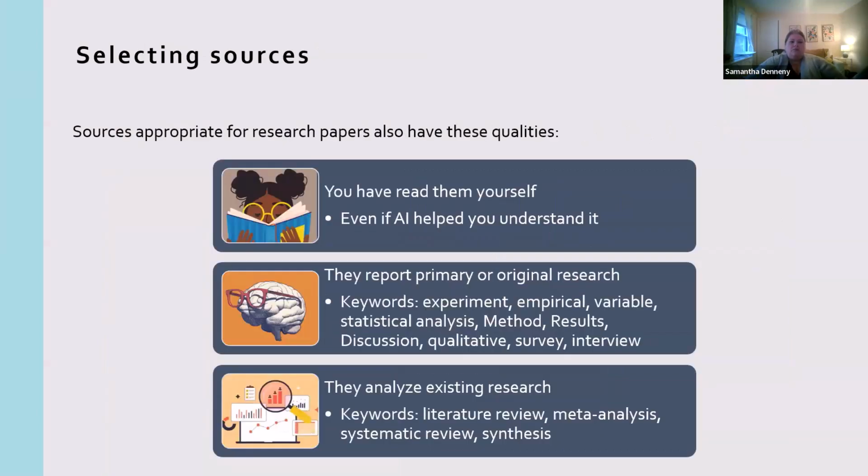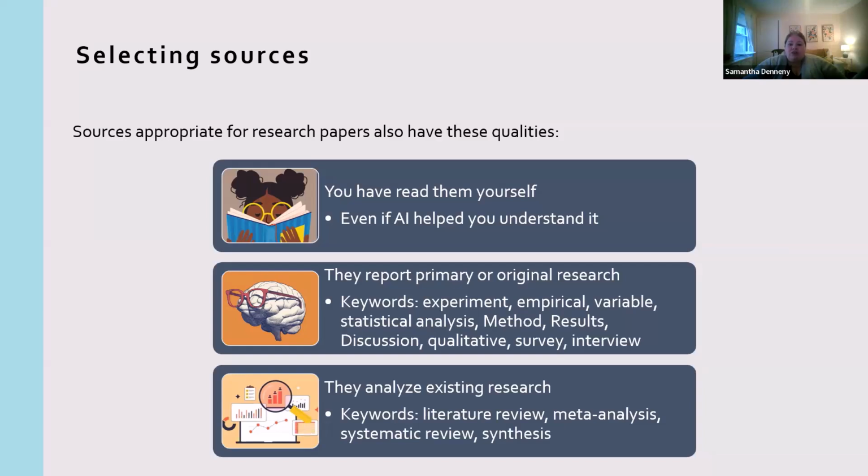Once you've evaluated sources to determine if they're a good fit, the ones you actually select should have these qualities. First of all, you have to read them yourself. Even if you use something like AI or a paraphrasing tool to help you understand what you're reading, you should not be citing anything that you have not read yourself.